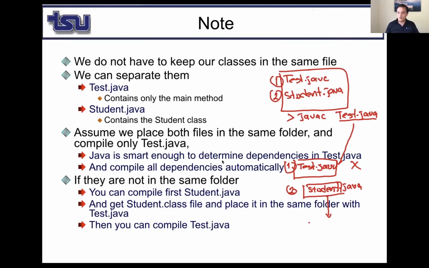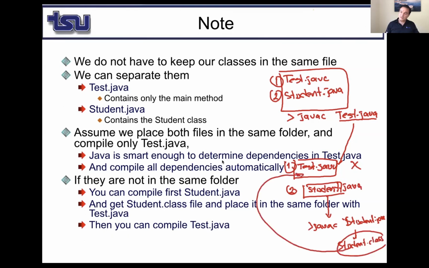So you are going to compile this first, javac Student.java, okay? And you're going to get a Student.class file. Then you move the Student.class file into the same folder as Test.java. Then you compile Test.java, and you will be fine, okay?